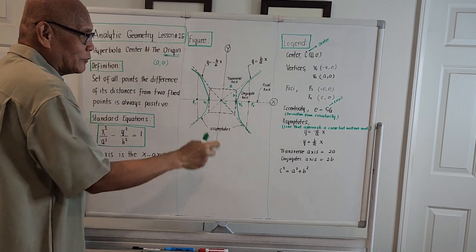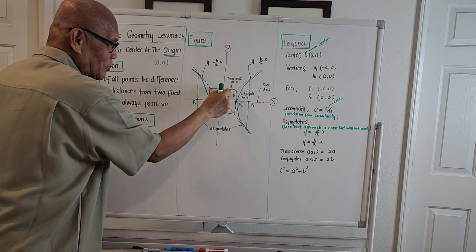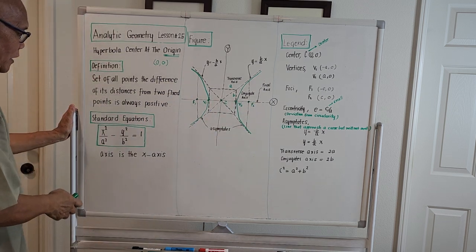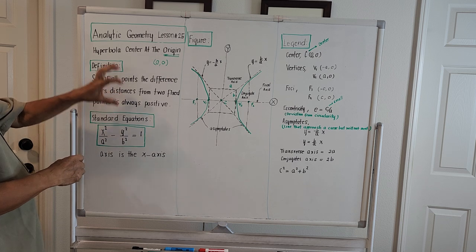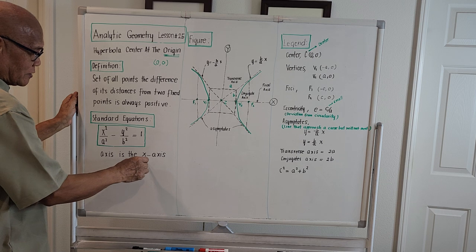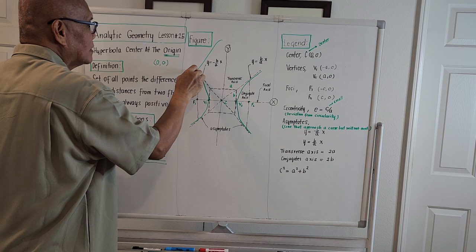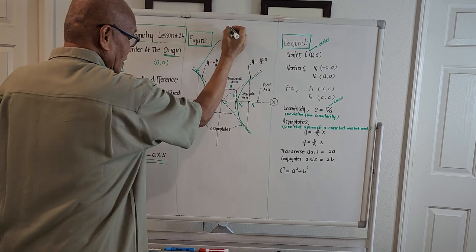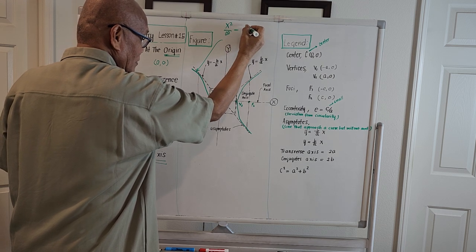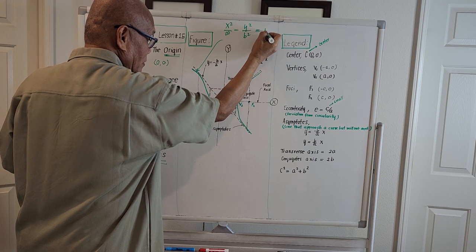So for this morning, the transverse axis of the hyperbola, this is the hyperbola, the transverse axis A is actually along the x-axis. So on the standard equation, the axis of this equation here is along the x-axis. And the equation of this one is x squared over a squared minus y squared over b squared, and this should be equal to 1.